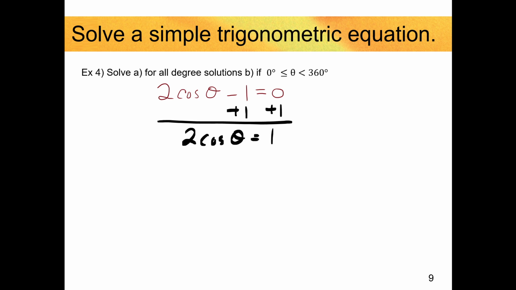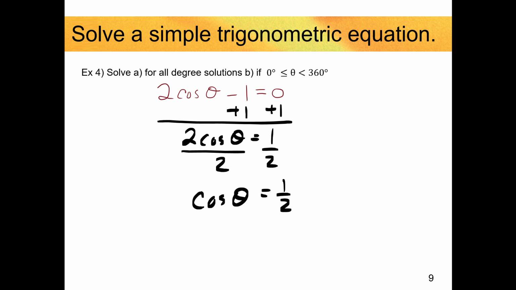Good there? And then we're going to divide by 2, and we get cosine theta is equal to 1/2. Now, the only thing we have to be careful of here is this: we're not using cosine inverse in the way of just finding one answer, right? We're not using cosine inverse as a function.